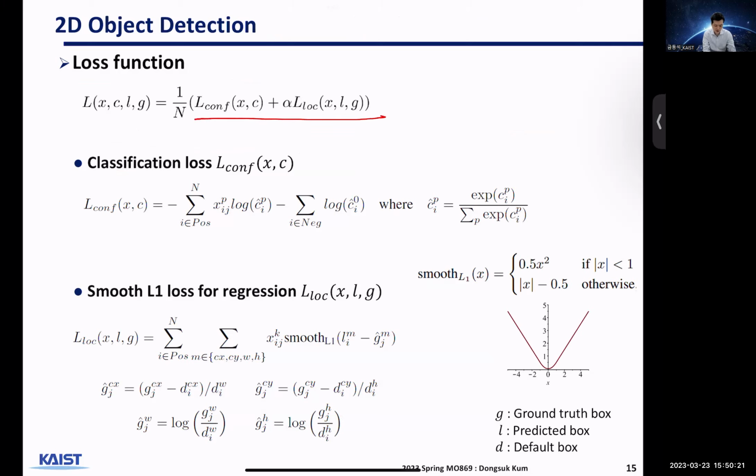One is the classification loss. The other one is the regression loss. Classification loss is to identify which class this object falls into, and the regression loss corresponds to where this object is and how close this prediction is when compared to the ground truth. So it consists of two loss terms.